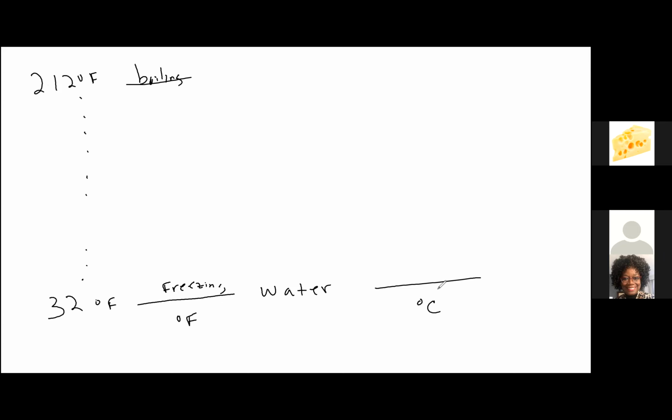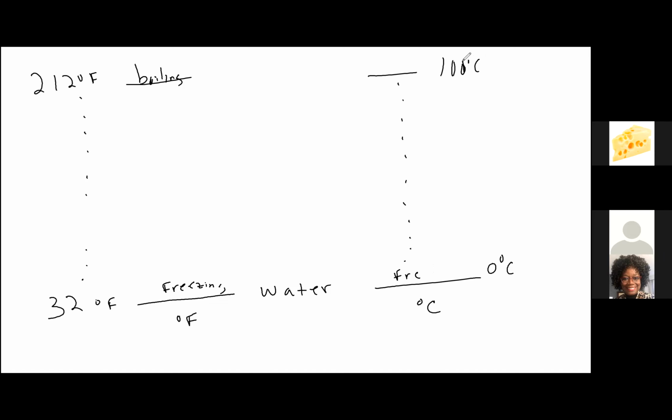What is the freezing point for water on the Celsius scale? Water freezes. Okay, very good, Keston. 0 degrees Celsius, water freezes. And what about the boiling point on the Celsius scale? Okay, very good. 100 degrees Celsius. So now you can already see why the Celsius scale is the SI scale. The Celsius scale is the SI unit.